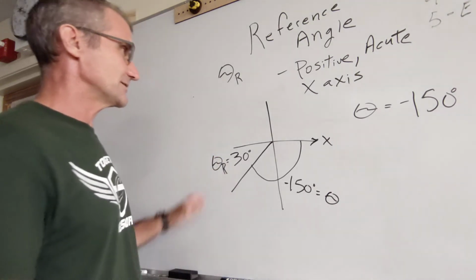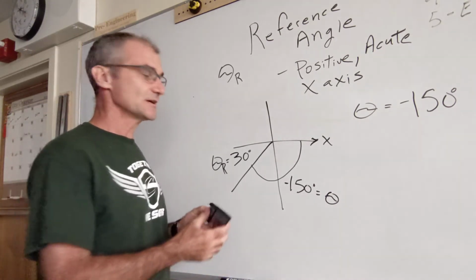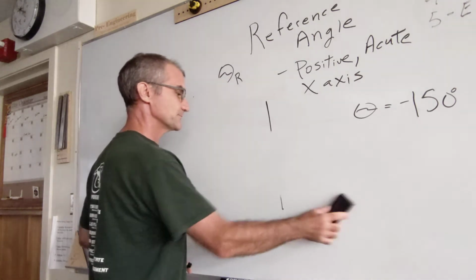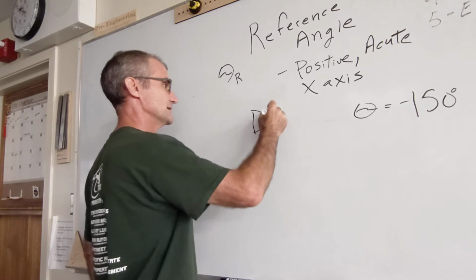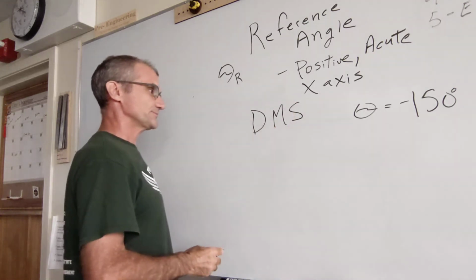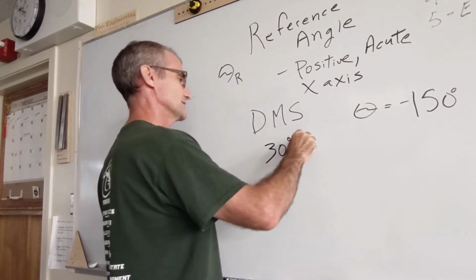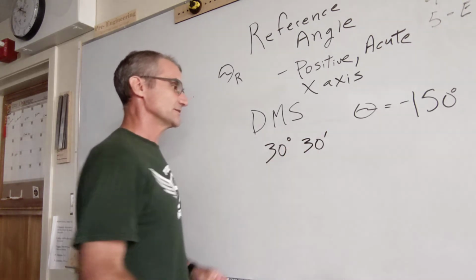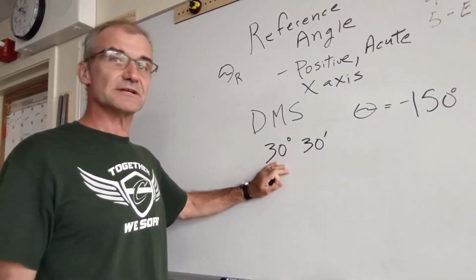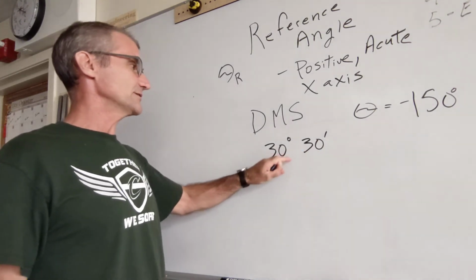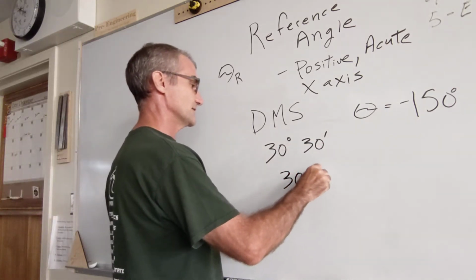One last note, and I don't want to talk too much about it here. A lot of times with these angle measures, it's in a DMS system. DMS stands for degrees, minutes, seconds. So you might have something like 30 degrees, 30 minutes. There are 60 seconds in a minute, 60 minutes in a degree, just like on a clock. So 30 degrees, 30 minutes is the same thing as 30.5 degrees.